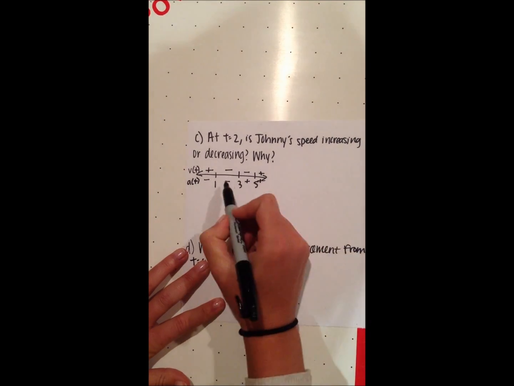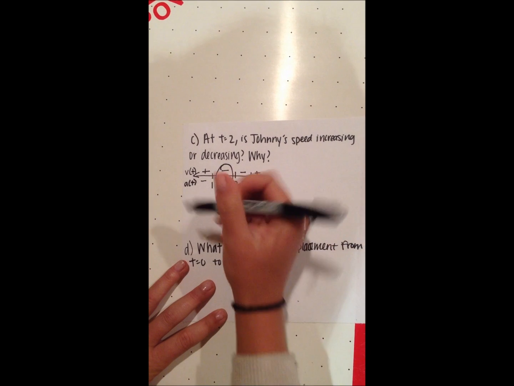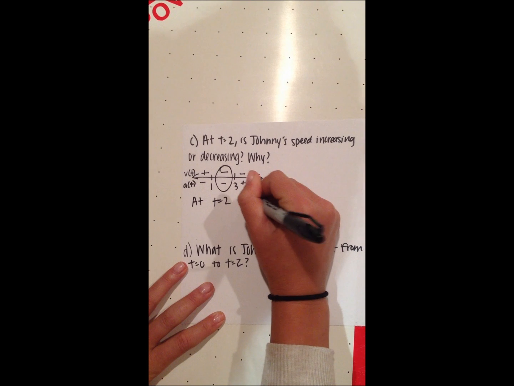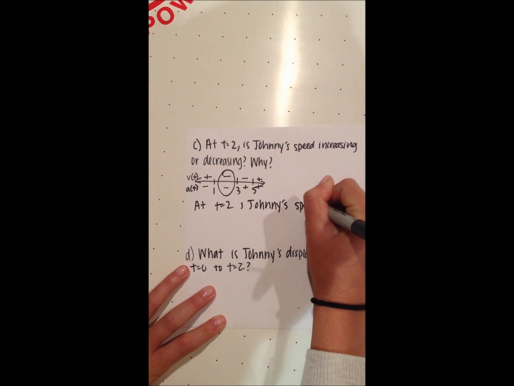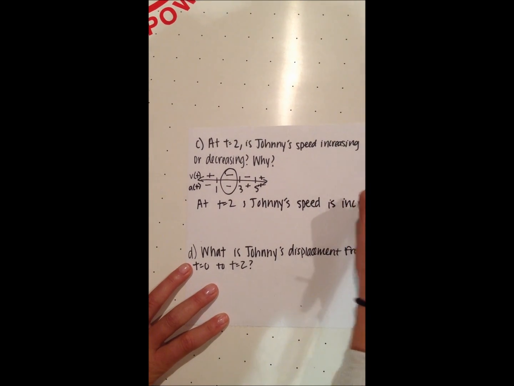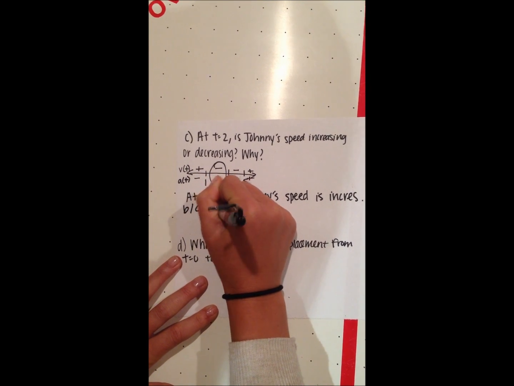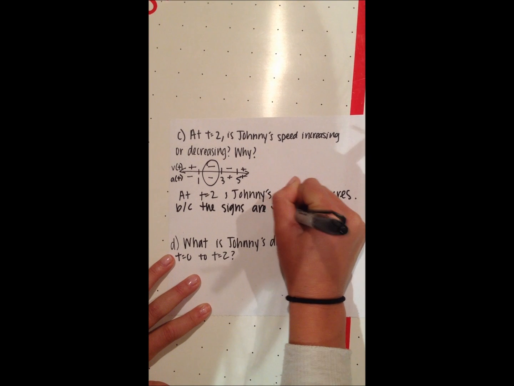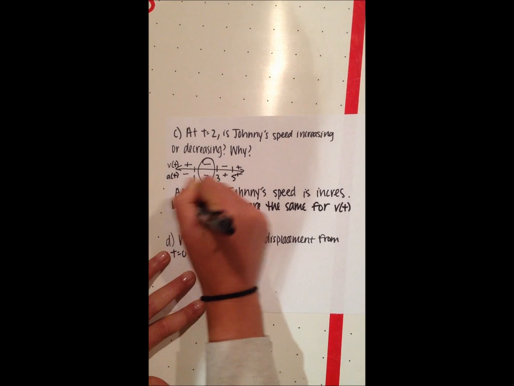When t equals 2, between 1 and 3, the signs match. So at t equals 2, Johnny's speed is increasing because the signs are the same for v of t and a of t.